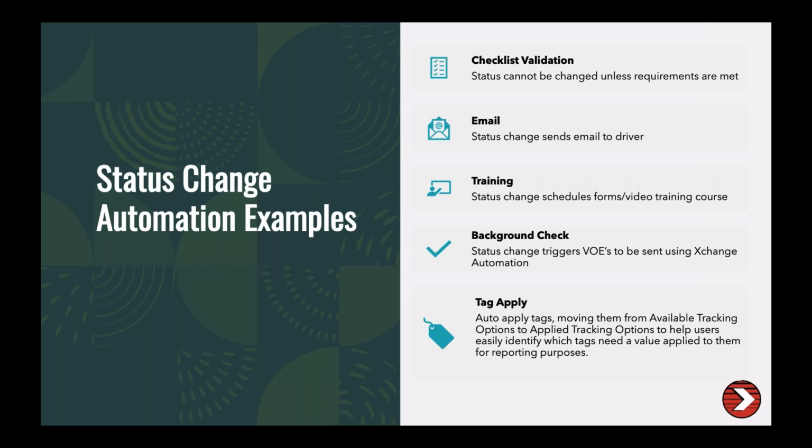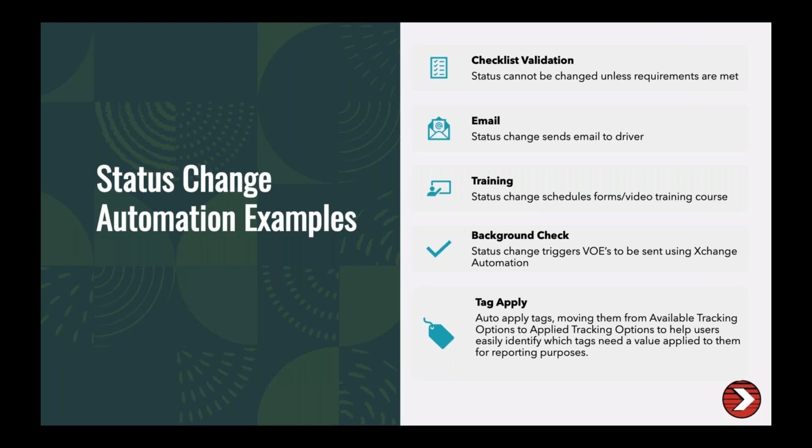Status change to orientation scheduled, like we talked about, that could trigger an email to go out with orientation information on where to show up and what to bring and different things like that. So that's a pretty cool feature as well. The status changes can also trigger training, scheduling forms or videos to go out in the portal for the driver to complete before they come in for orientation.